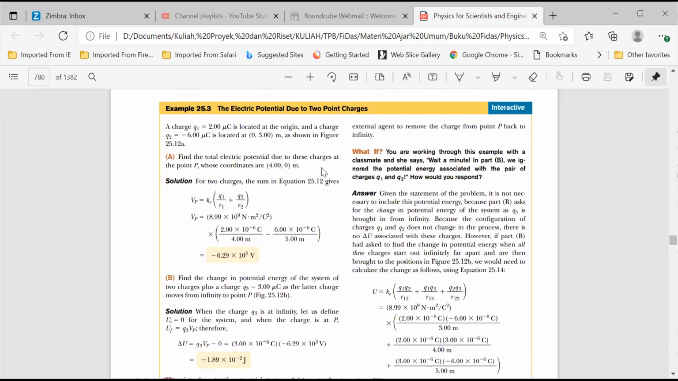If you are walking through this example, what if a classmate says, wait a minute, in part B, we ignore the potential energy associated with the pair of Q1 and Q2. How would you respond?